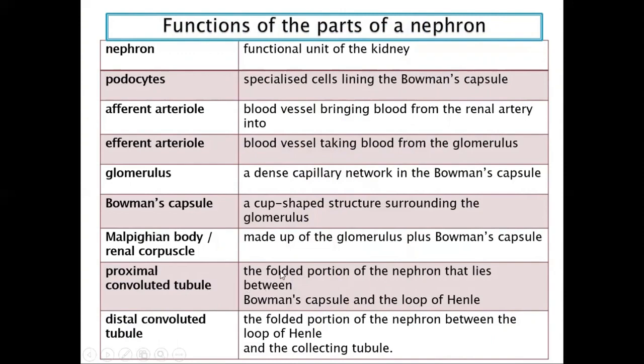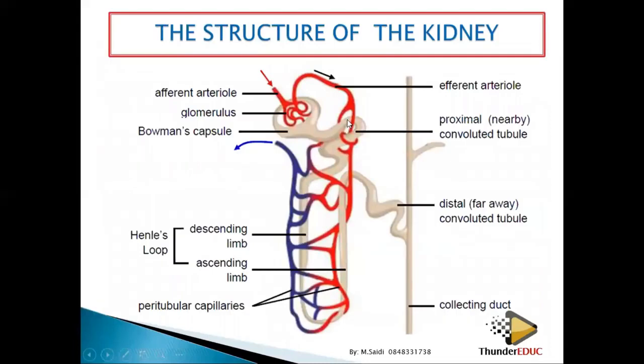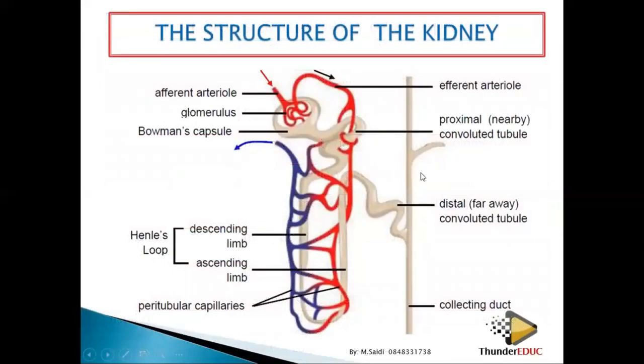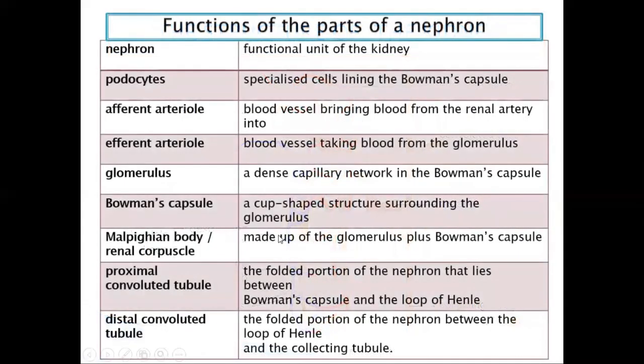Then you have the proximal convoluted tubule. It's the folded portion of the nephron that lies between the Bowman's capsule and the loop of Henle. Here we are talking about the Bowman's capsule, and the loop of Henle, and what lies between is the proximal convoluted tubule. Then you have the distal convoluted tubule, the portion of the nephron between the loop of Henle and the collecting duct. So here is the collecting duct, and here is the loop of Henle. This fold is what you call the distal convoluted tubule.